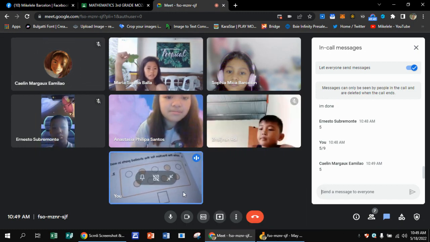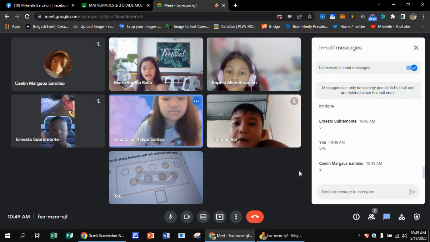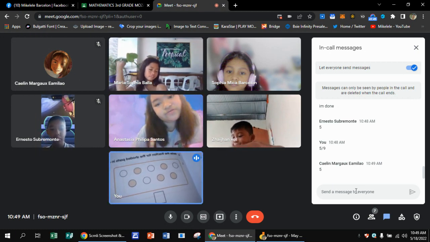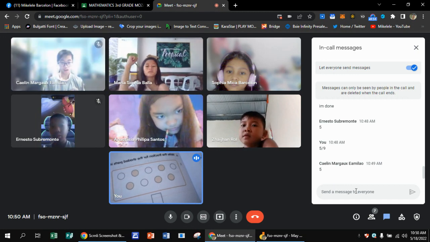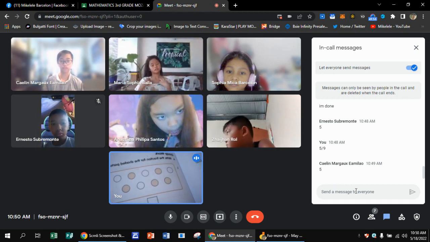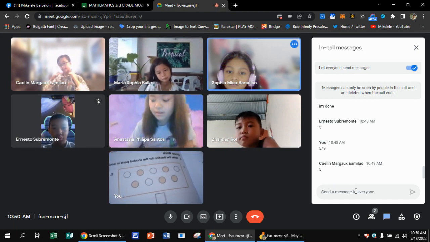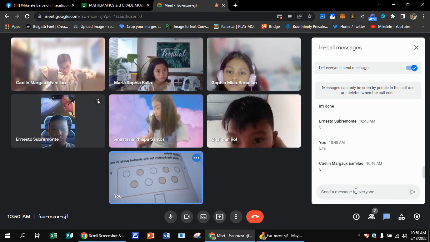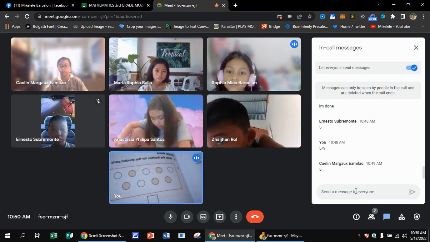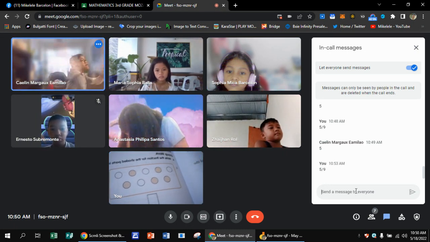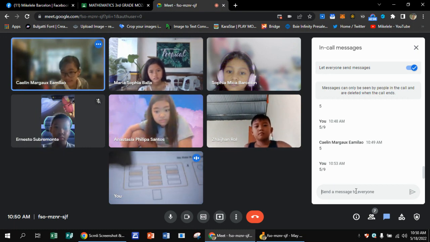What is the answer in number 1? 5 over 9. If we count all the circles, we have 9, so the denominator should be 9. And how many is the shaded part? Shaded part is 5. So, the answer is 5 over 9. Okay? So, you must answer 5 over 9. Then, dito naman tayo.